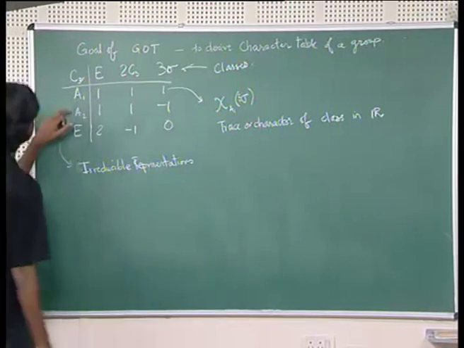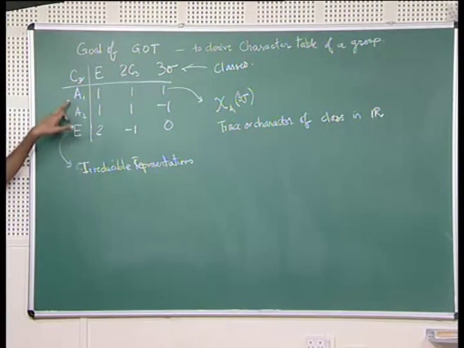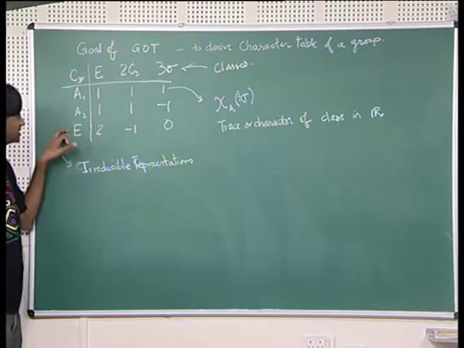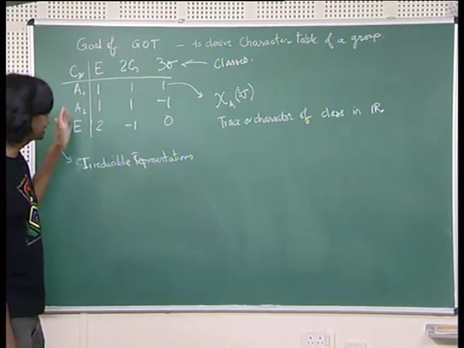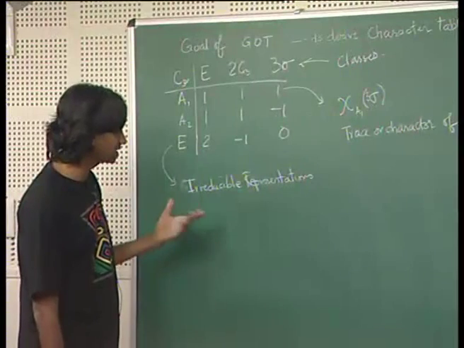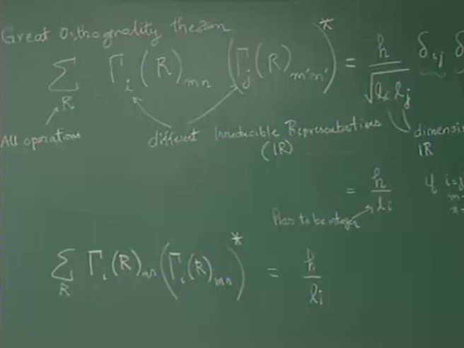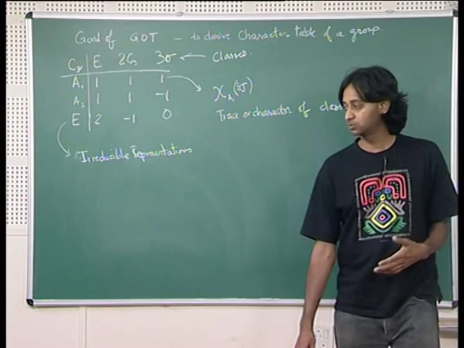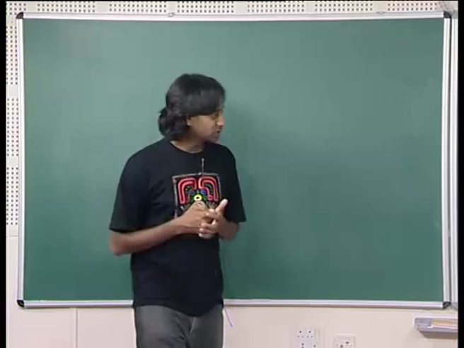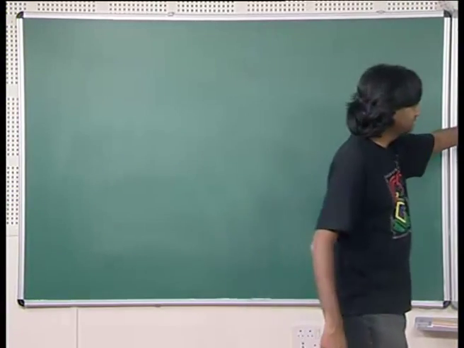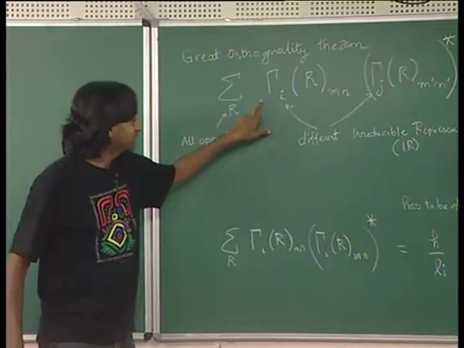Now the kind of things we want to know is how many such irreducible representations are there. How many such irreducible representations can you have? What should be their characters? These are the things that we want to find out and work out. And what you will find is that the great orthogonality theorem gives you a good method to work out all these details.